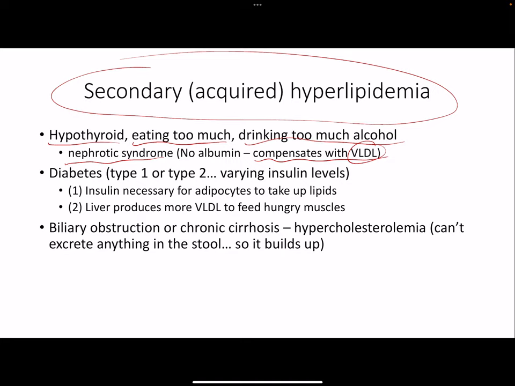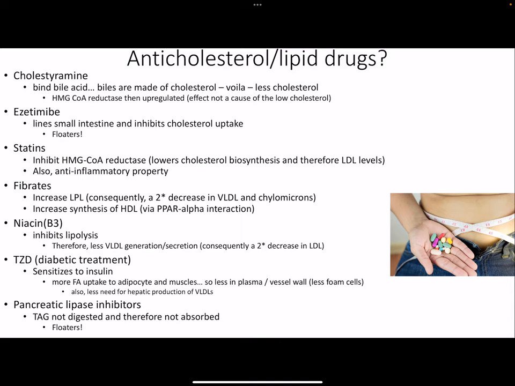And then biliary obstruction or cirrhosis, a screwed up liver, you cannot properly generate bile and excrete it in the stool. So you're going to have hypercholesterolemia here as well. A bunch of different drugs to bring down our levels. Again, we're mainly concerned not with being less fat or having fewer adipocytes, but we're talking about mainly having less fats in the blood.